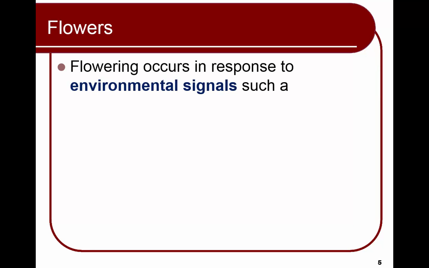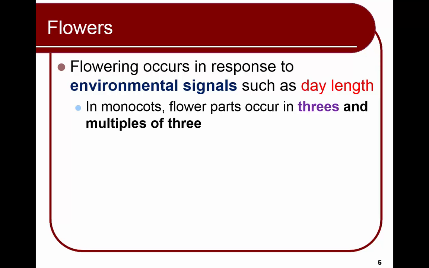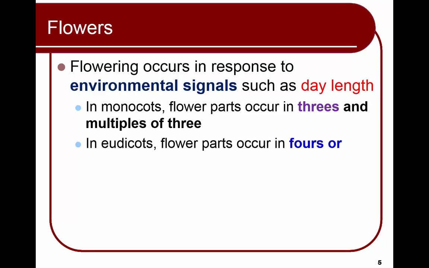Now, looking at flowers. Flowering occurs because of environmental signals, such as the length of the days or the temperature. In monocots, those flower parts are going to be in threes or multiples of threes, and in eudicots, they're going to be in fours or multiples of fours, or in fives or multiples of fives.